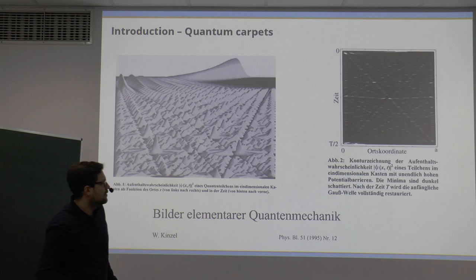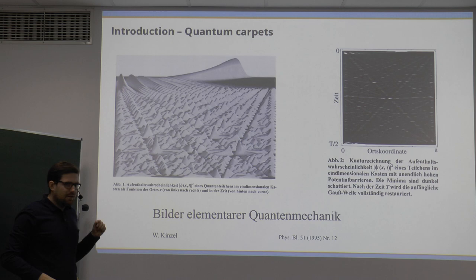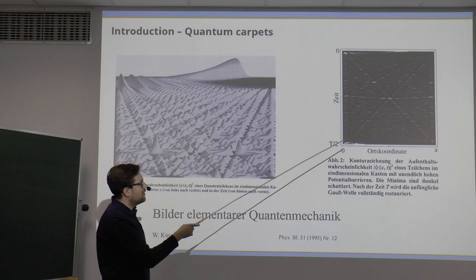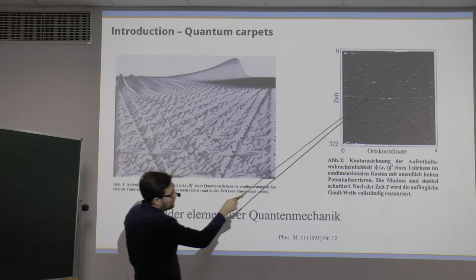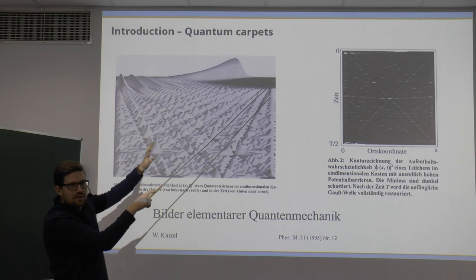And as you can see, it was first seen in 1995 by Wolfgang Kinzel and published in a half-popular, quite minor German journal, Blätter. As you can see in this picture, it is not a very good quality. But you can see these lines of less density and these lines of, let's say, higher probability density. Back then, the name quantum carpet didn't exist.